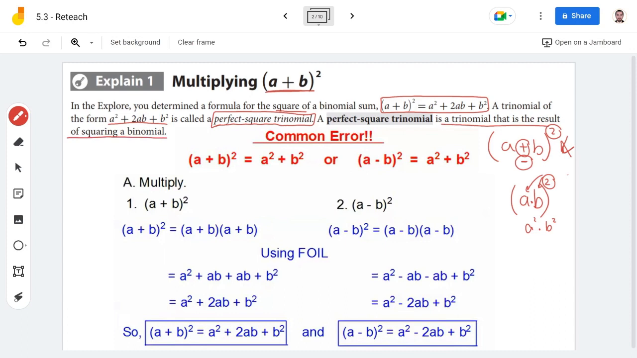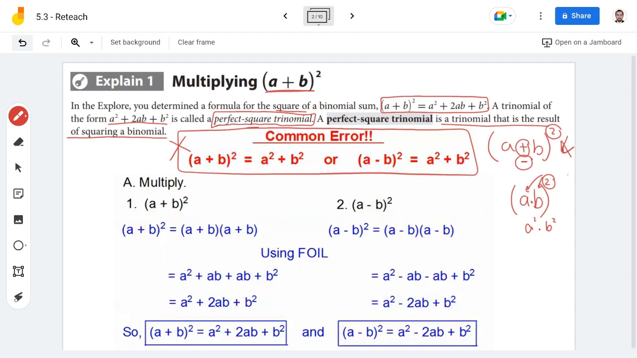First of all, what you see here is a common error that I just explained, which is the power. You can't distribute the power. This is big wrong. Don't make this common mistake.